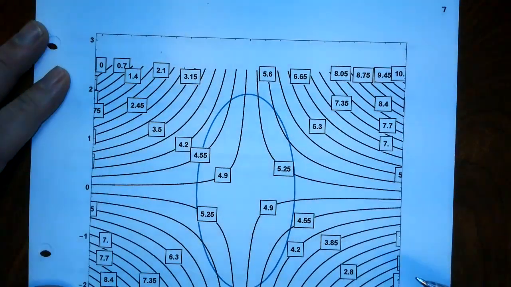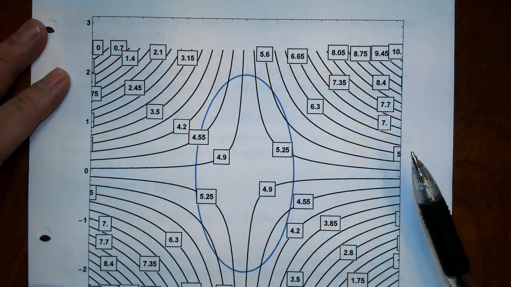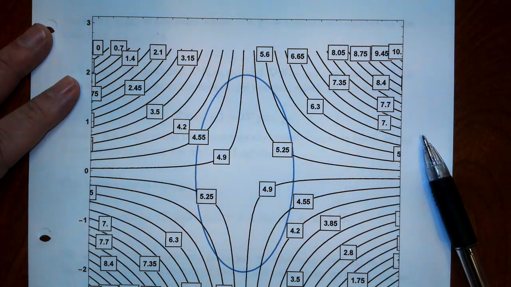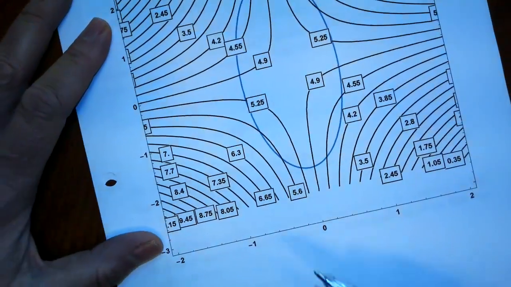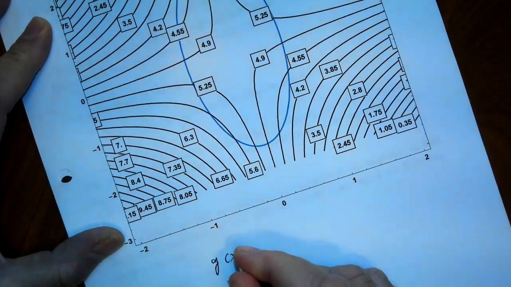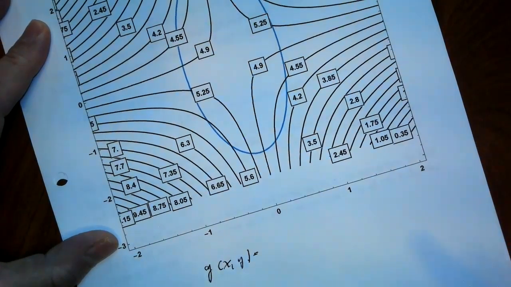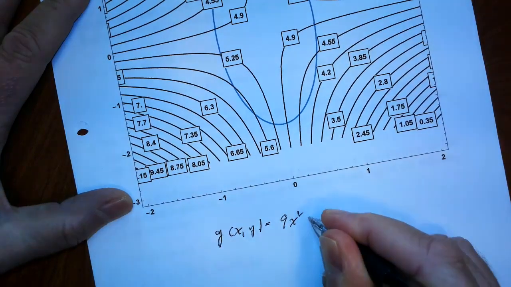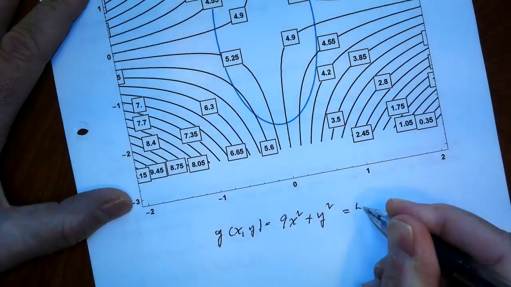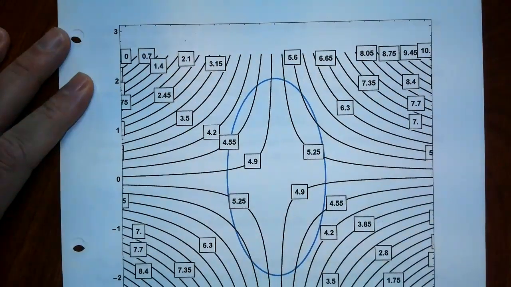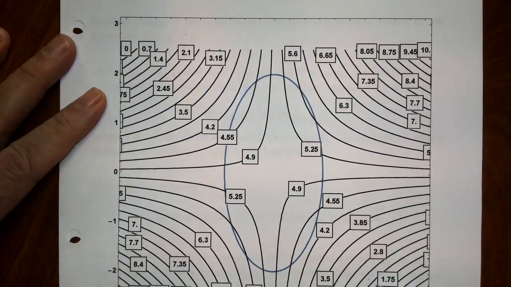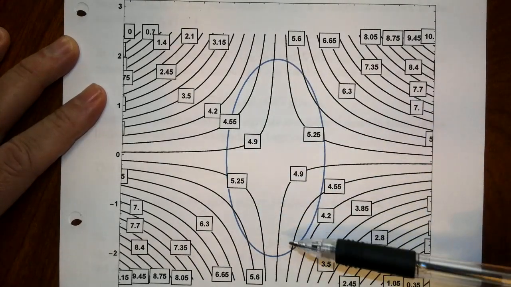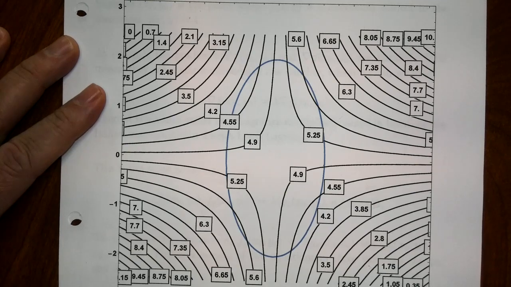Now, here's the picture when we put two things together. We're trying to find the largest value of f which satisfies the constraint g of xy equals 9x squared plus y squared equals 4. So here what I've done is I've drawn all the contours for f. Those are in black. And in blue, I have that single contour, 9x squared plus y squared equals 4.